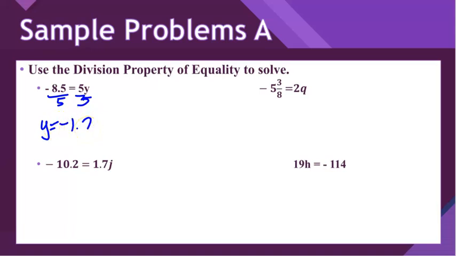Now this next one over here, negative 5 3/8 equals 2q. I would rewrite this as an improper fraction. So 8 times 5 is 40, 40 plus 3 is 43, so 43/8. Sorry, I said 40 before, that should be 43. So negative 43/8.